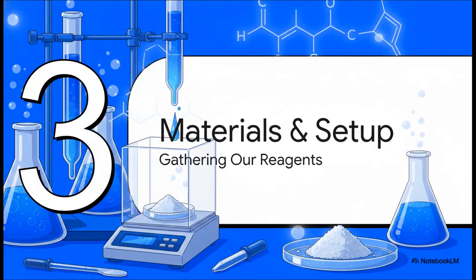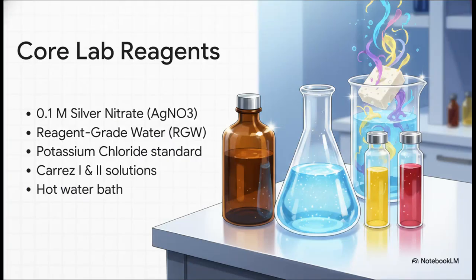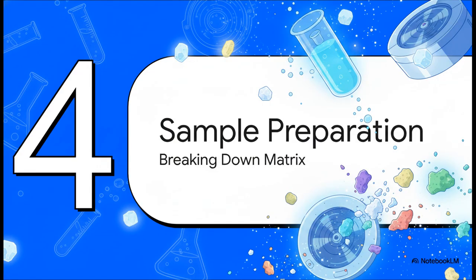Which brings us to Section 3, lab materials and setup, gathering our reagents. All right, if we're going with the titration method, we absolutely need our primary chemical actor, a 0.1 molar silver nitrate titrant. Plus, we'll need ultra-pure reagent-grade water. And here's a really fascinating detail. Depending on the specific food we're testing, like, say, meat or dairy, we might actually need these specific chemicals called Chemora solutions. What they do is strip away interfering proteins so they don't clog up or block our sensors during the actual test. Next up, Section 4, preparing the food sample, or breaking down the matrix.